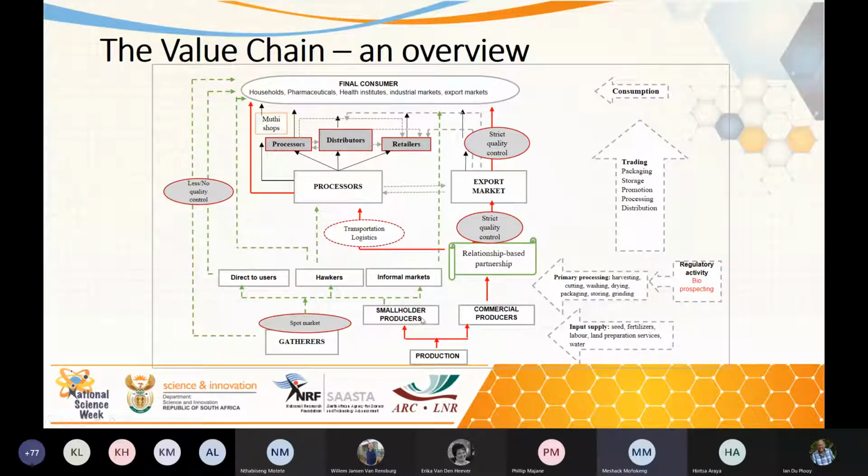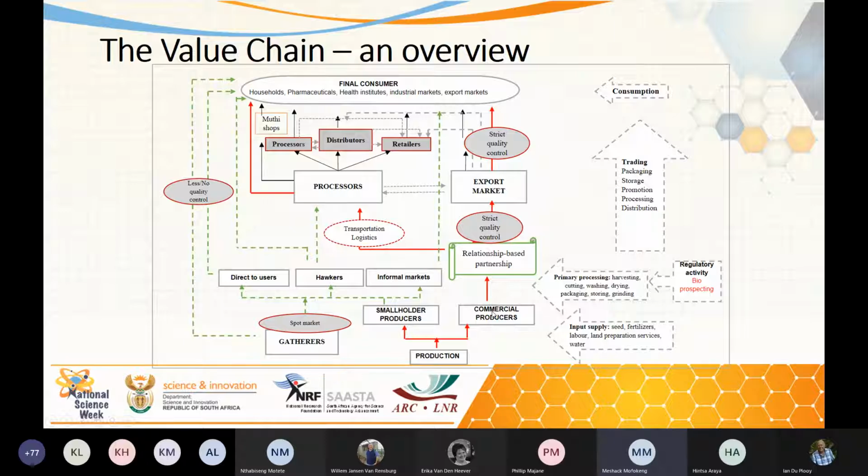Now, the production can be done with smallholder farmers or commercial farmers. In most cases, smallholder farmers will focus on your informal markets, but they do participate in formal markets to some extent. The informal market is characterized by less or no quality control. And one of the things is that the smallholder farmers, when they go to this small informal market, compete with gatherers. These are people who collect from the wild. The disadvantage with this is that there is a lot of variation in terms of the plant material. Therefore, the quality is influenced a lot.